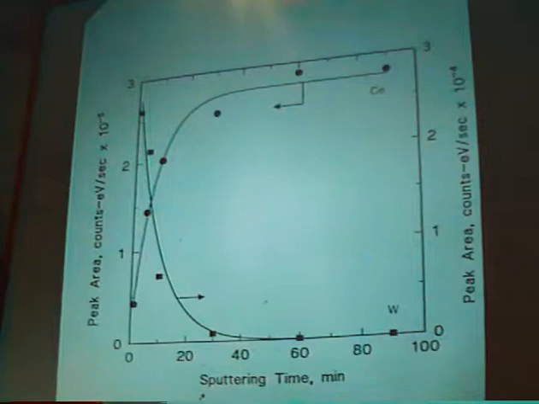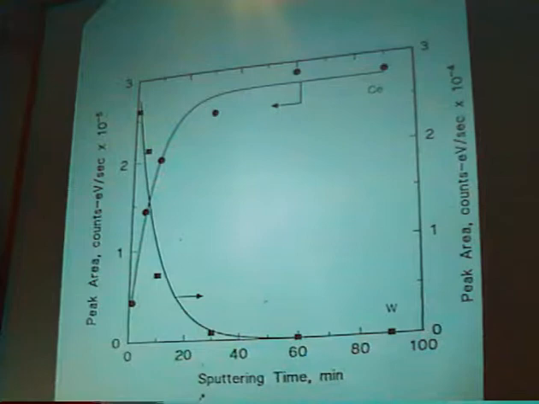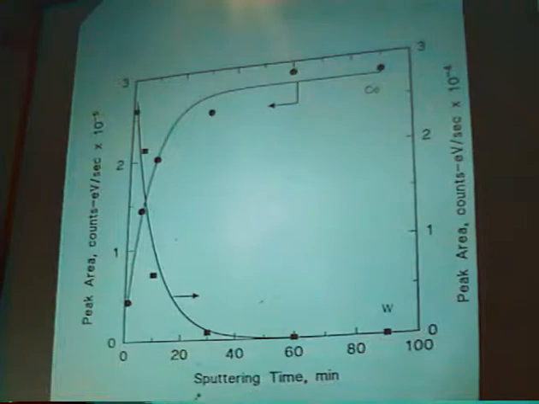Yeah, that's just a scaling factor. It means that the counts were actually about 200,000, 300,000. The counts multiplied by 10 to the minus 5.